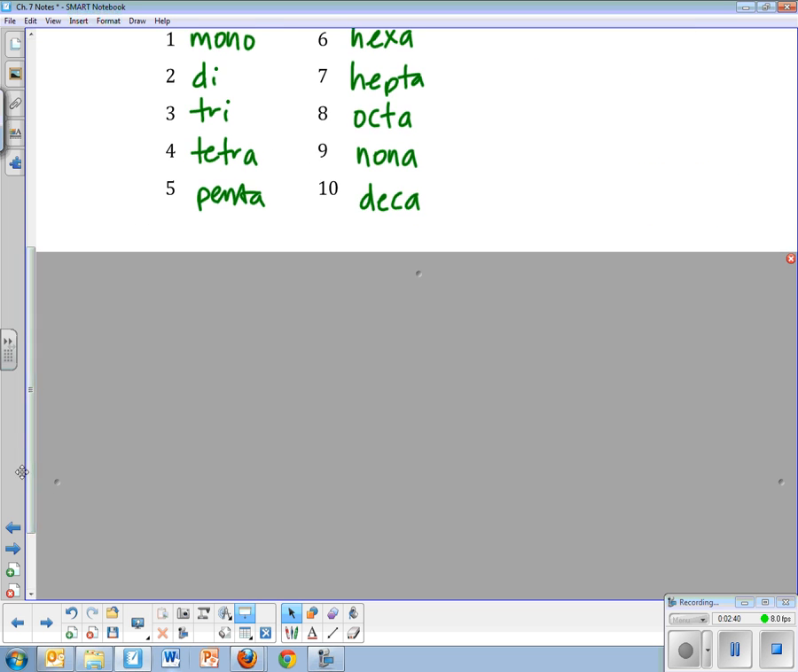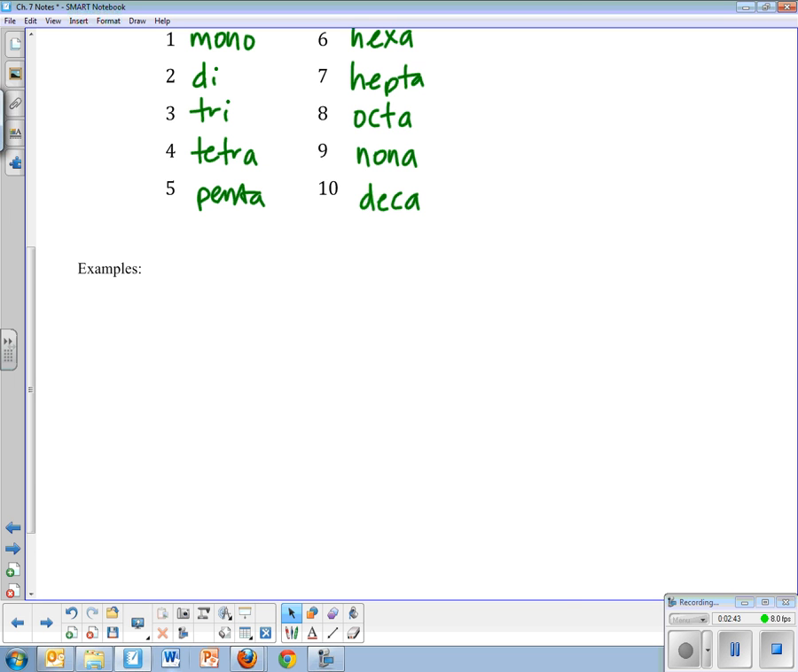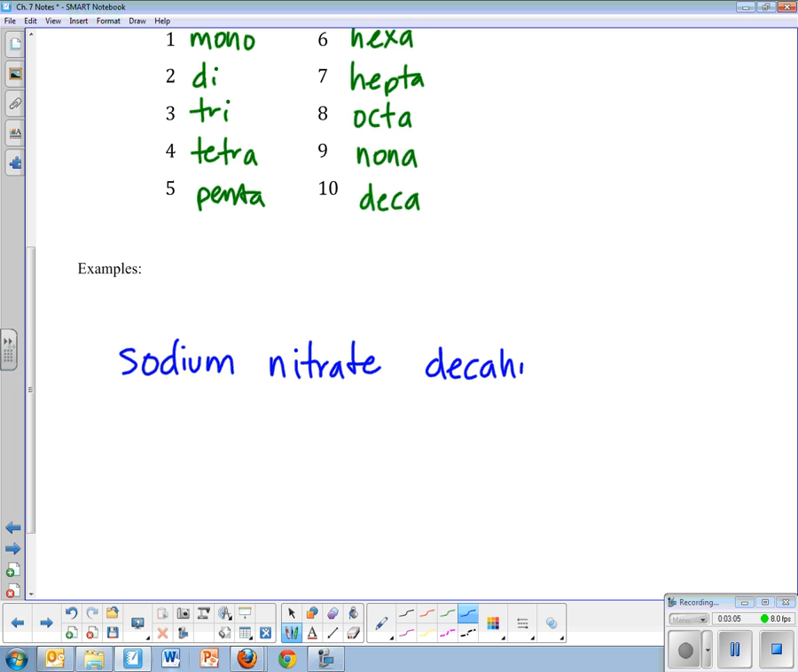Alright, so let's do an example of each way, writing the name and writing the formula. Let's start with given a name, how to write the formula. So let's say our name is sodium nitrate decahydrate. Okay, so we've got 3 parts to this. First we name our ionic compound. That's this. The same way we've been doing it.